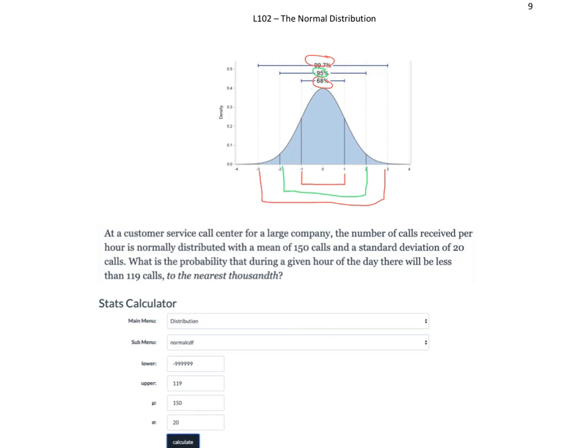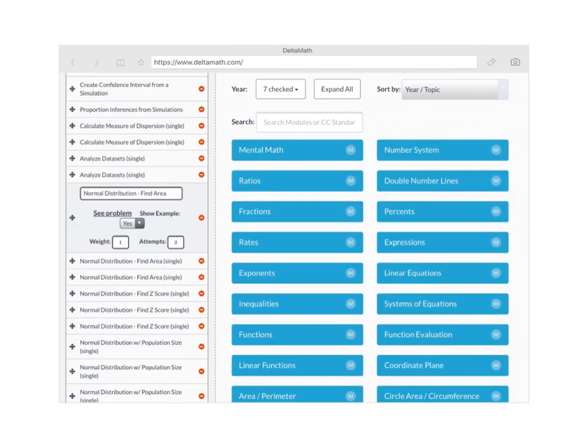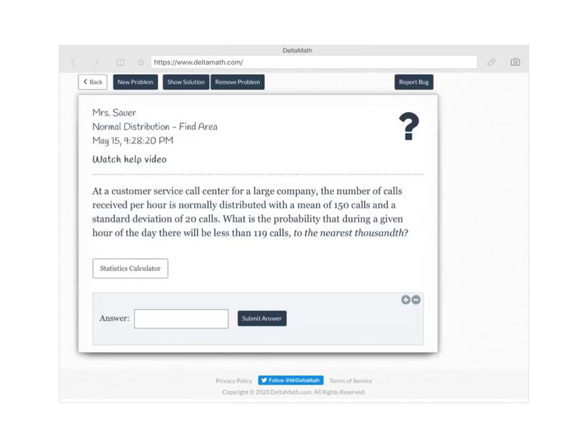So let's look at that first example, and I'm actually going to go into Delta Math for the example, but I do have the work here too. Our first example says, at a customer service call center for a large company, the number of calls received per hour is normally distributed with a mean of 150 calls and a standard deviation of 20 calls. So that means throughout a day, if you keep collecting how many calls happen per hour, if we draw this normal curve, the average, which always goes directly in the center, the average is also the median when there's a normal distribution, is 150.